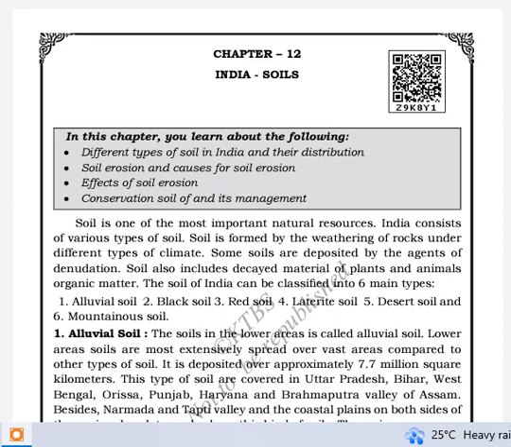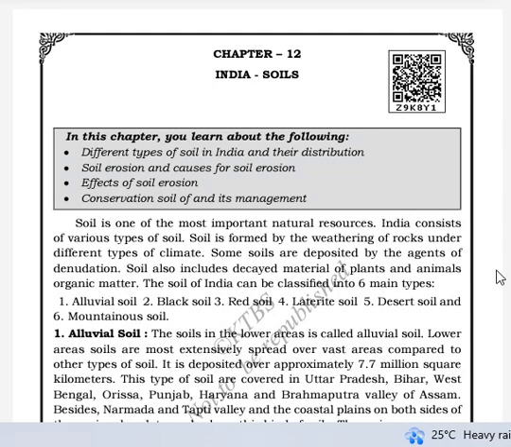So let's start with the chapter India soil. In this chapter, basically we are going to read about the different types of soils which are found in India. In which part of India, in which regions of India we find different soils, that also we are going to read, and in which soil which types of crops we can grow, that we will read. And at the last part of the chapter we are going to read about soil erosion, how we can conserve the soil. You know that soil is a very important natural resource which is gifted to us by the nature. Without soil it is impossible for any plants, animals, or even for humans also to survive over there, right?